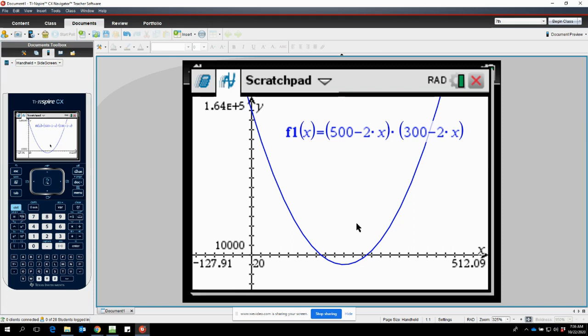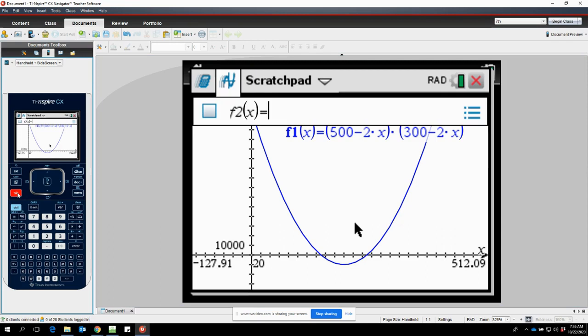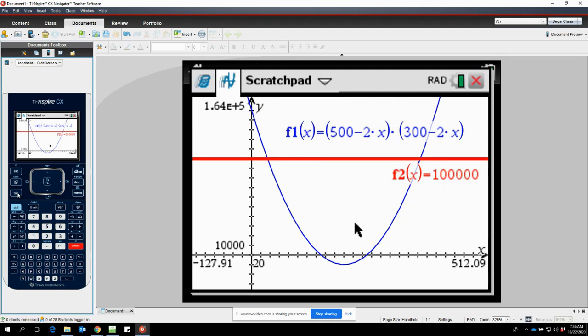So I've graphed my area equation, but I forgot to graph the 100,000. So hit tab, and then I need to find the dimensions that would give me an area of 100,000. So I need to graph 100,000 for the F2. There you go. So there it is. And that's what you have in your paper. So I need to find the intersection of the area. When will the area be 100,000? So I'm going to find those intersections.